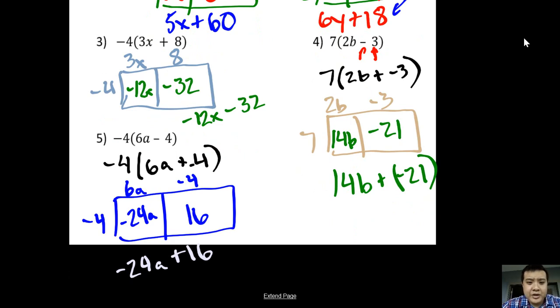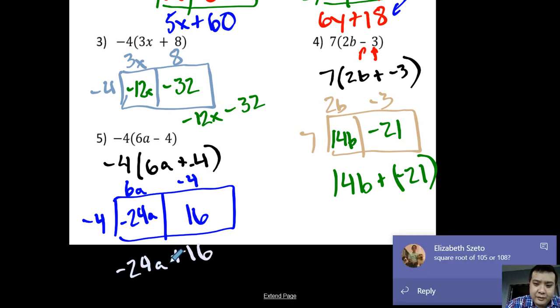So here, we're going to change the subtraction sign into addition of the opposite. So we got 6a plus -4, height of -4, length of 6a plus -4. And we've got our final answer of -24a plus 16.